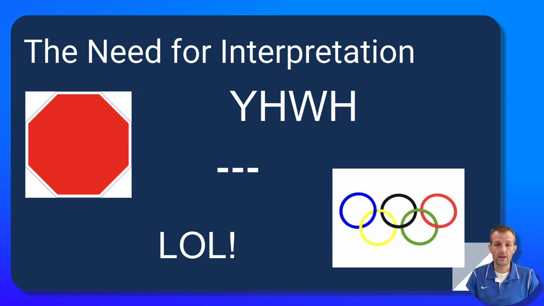Now, when I throw these things up on a screen, you may or may not know what they are. Some of them, of course, you would. You have the stop sign, 8-sided, red. You have the Olympic rings. You have LOL, laugh out loud. YHWH, capitalized, is Yahweh, or God's covenant name for himself that he gives the people of Israel. And then you've got Morse code, three lines, no dots. And so this right here is an example of why we would need to have guidelines in place to understand how to do interpretation.